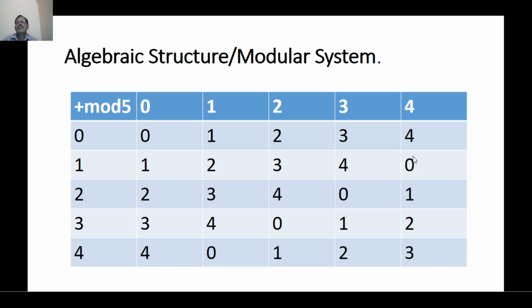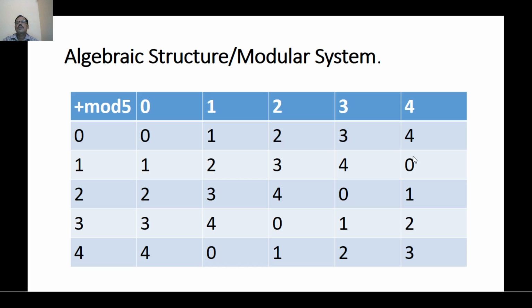2 plus 0, 2 plus 1, 2 plus 3, 2 plus 3 is 5, which is 0. 2 plus 4 is 6, that is equal to 1. 3 plus 0, 3 plus 1, 3 plus 2 is 5, that is equal to 0. 3 plus 3 is 6, which is 1, 3 plus 4 is 7, which is 2. So 4 plus 0, 4 plus 1 is 5, 0. 4 plus 2, 6, 1. 4 plus 3, 7, it is 2. 4 plus 4, 8, that is 3.